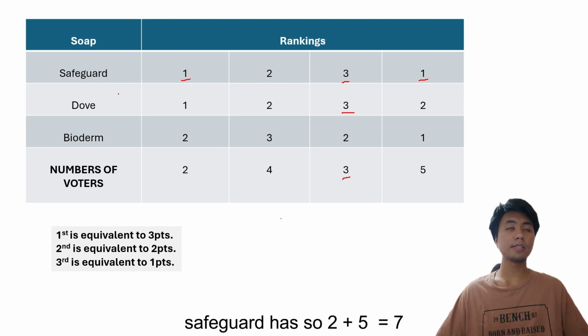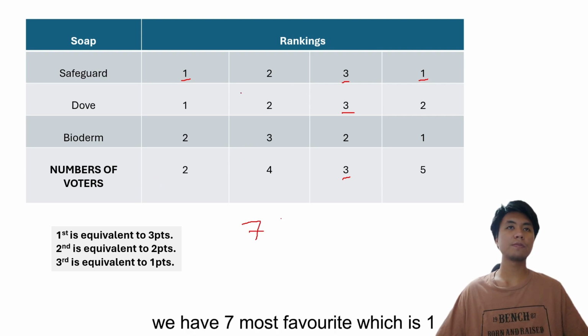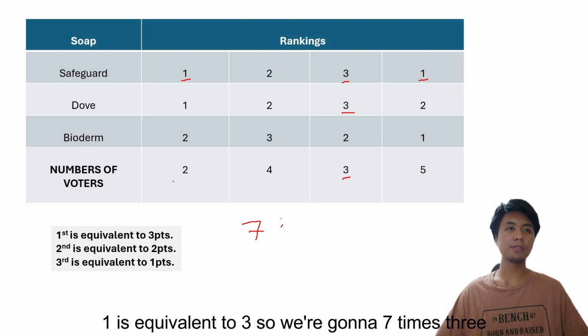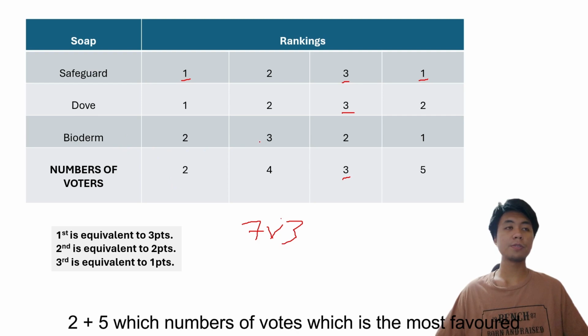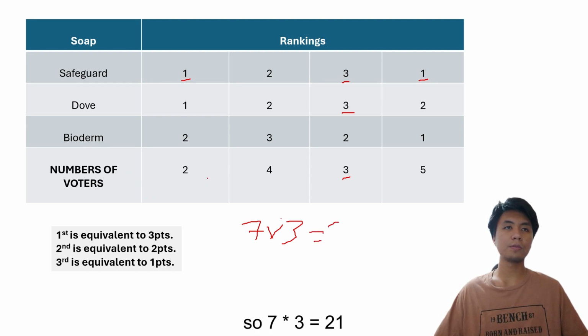Safeguard has 2 plus 5, which is 7 votes for first, the most favored. First is equivalent to 3 points, so we multiply the number of votes by 3. 7 times 3 equals 21.